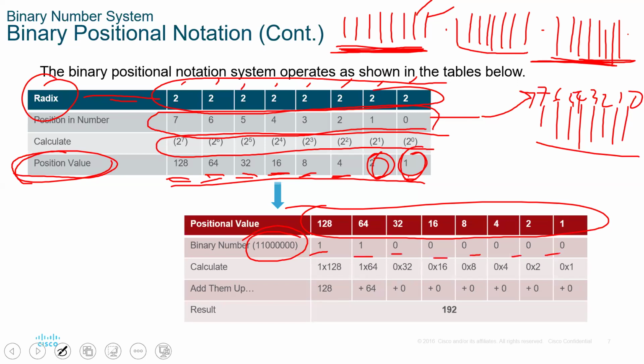How do I then convert it to decimal? Okay, it's very simple. I just use my position values that are here. These are going to be constants. They are not going to be changing. They are constants, irrespective of whatever I use. So I just put in my values here. Once I put them, then I calculate.